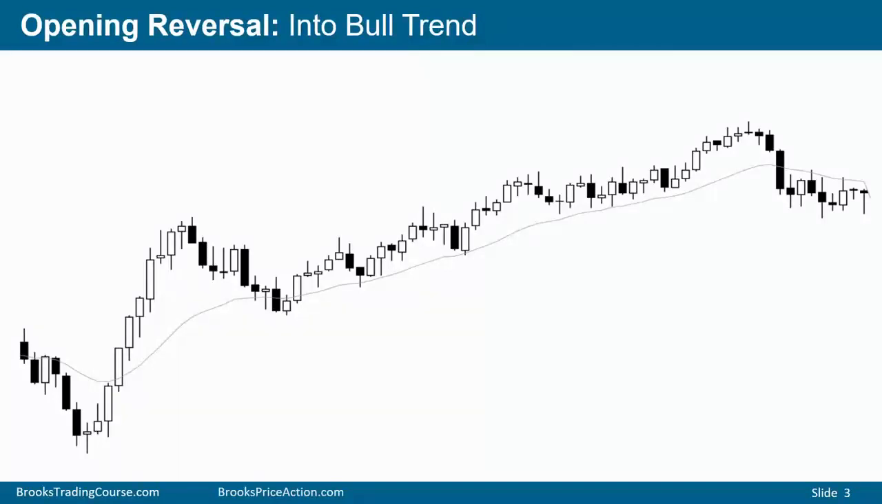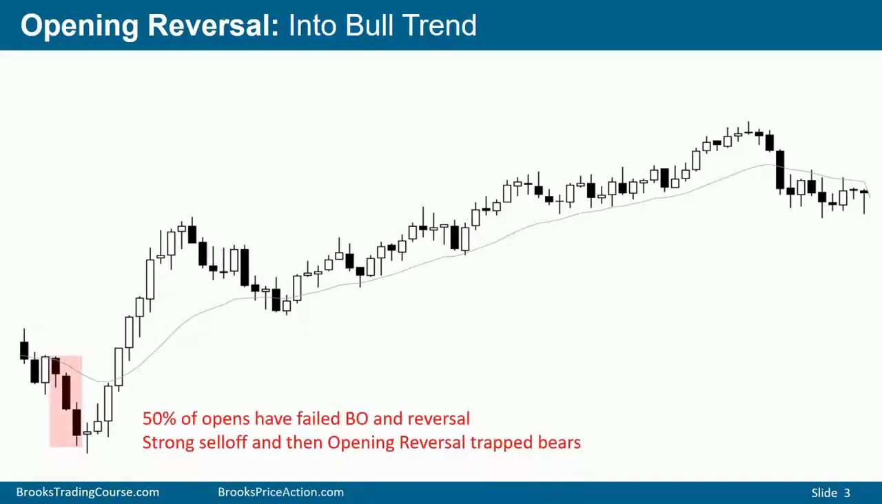An important observation is that on the open, 50% of the opens have a breakout that fails and reverses. For example, in this particular slide, you can see that the market sold off strongly on the open and then reversed up, trapping the bears. That's an opening reversal. And that sell-off reverses up, usually at some kind of support, although you cannot see the bars to the left to see the support.